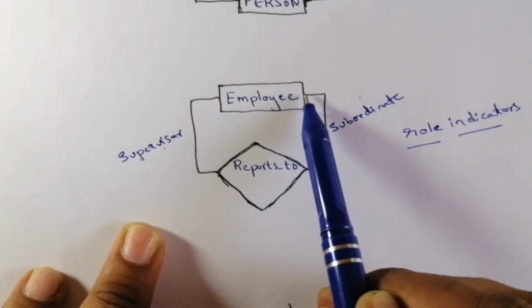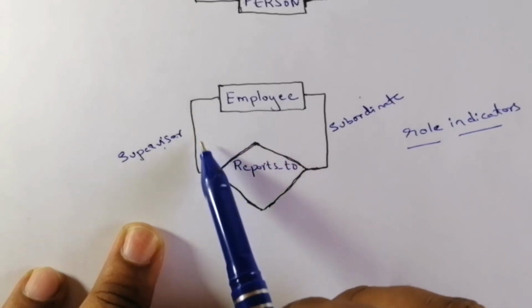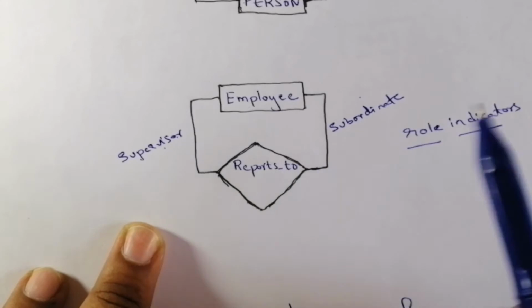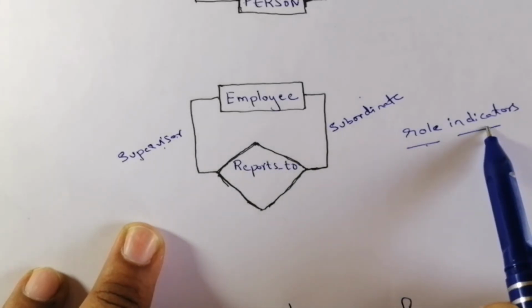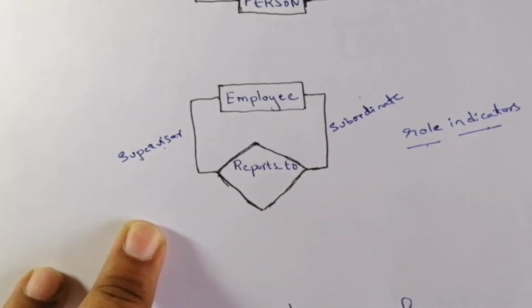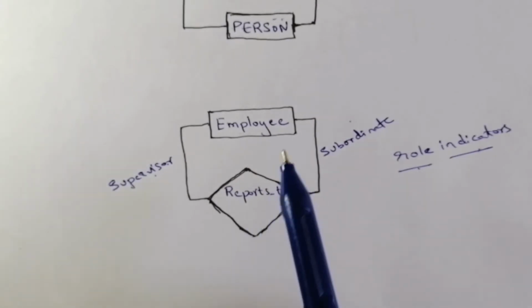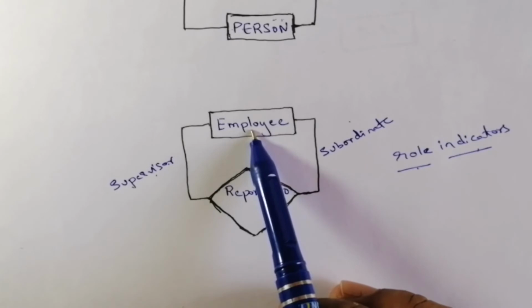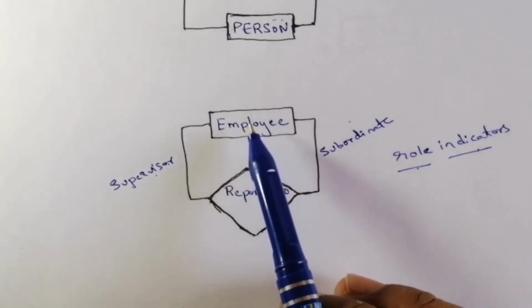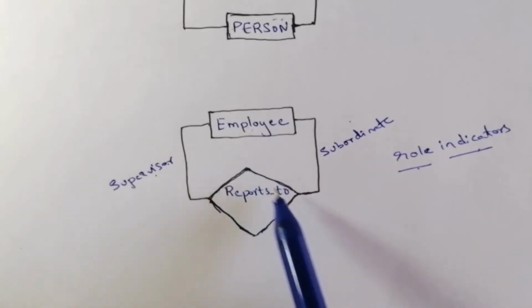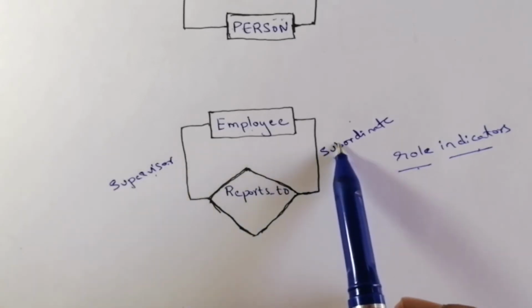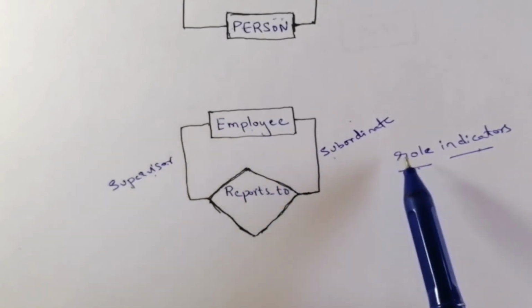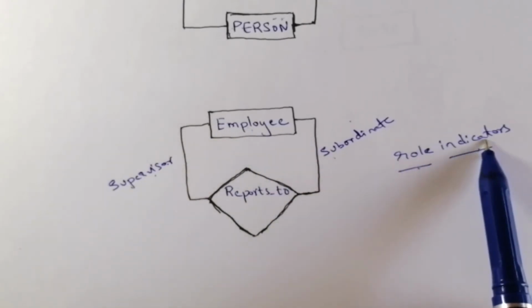In such cases where there is a unary relationship, we give the role indicators. The role indicators are used if an entity plays more than one role. Here, the employee plays more than one role. It acts as supervisor and acts as subordinate. If an entity plays more than one role, then the role indicators come into play.